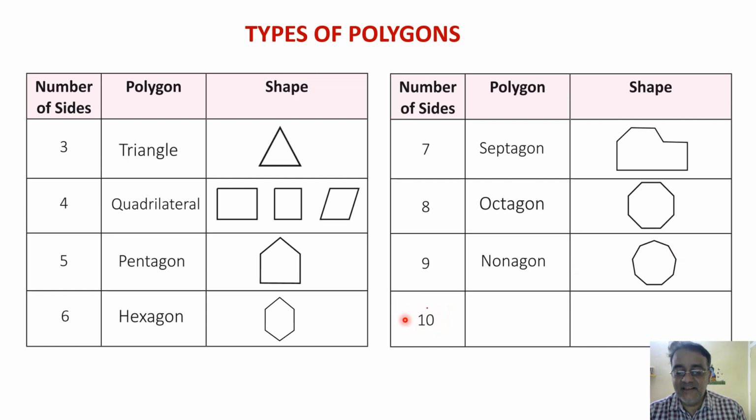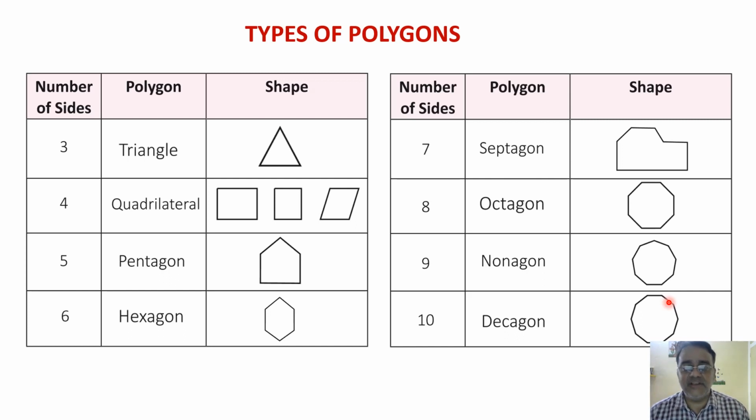And if 10 sides are there, it is a decagon. Deca means 10. So this is a rough figure. We count the number of sides: 1, 2, 3, 4, 5, 6, 7, 8, 9, 10. 10 sides are there. So this is called a decagon. These are the different types of polygon.